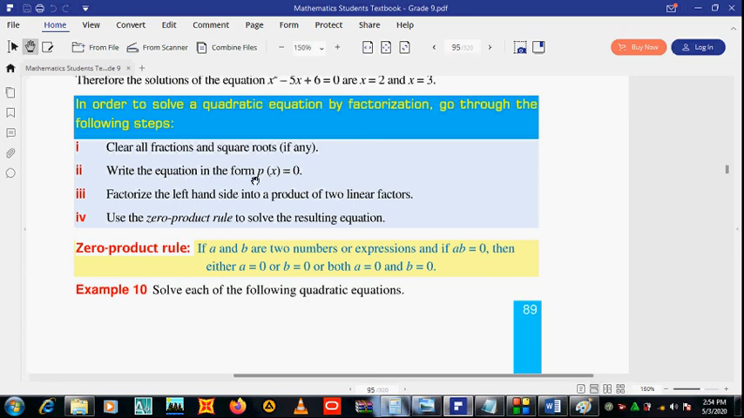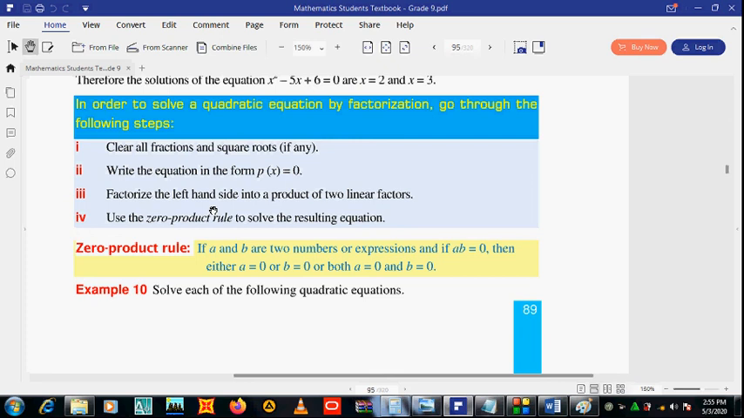Step 2, write the equation in the form of p(x) equals 0. The equation is written with an equal sign. It is easy. The left side must be the expression, and the right side must be 0, so you can solve by the factorization method. On the right side, there must not be an expression, it must be 0. If there is an expression on the right side, then collect it into the left side.